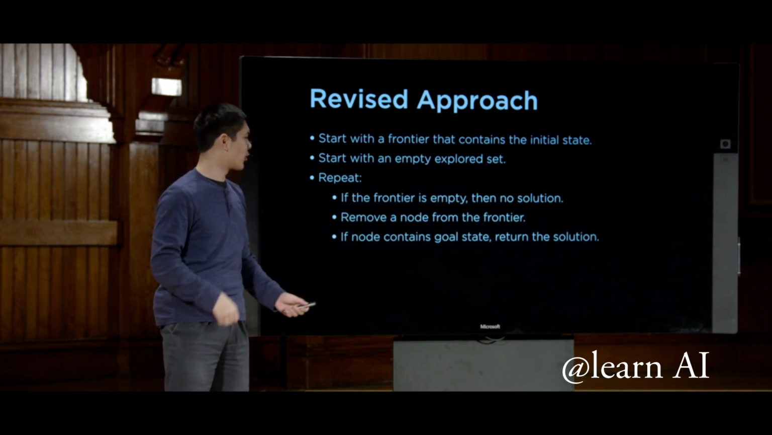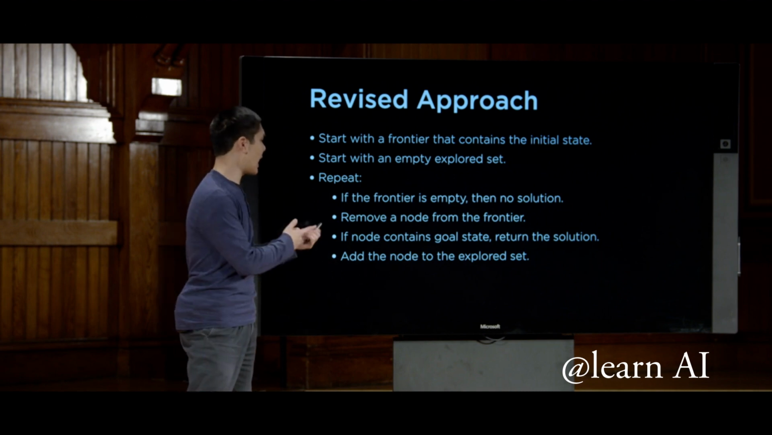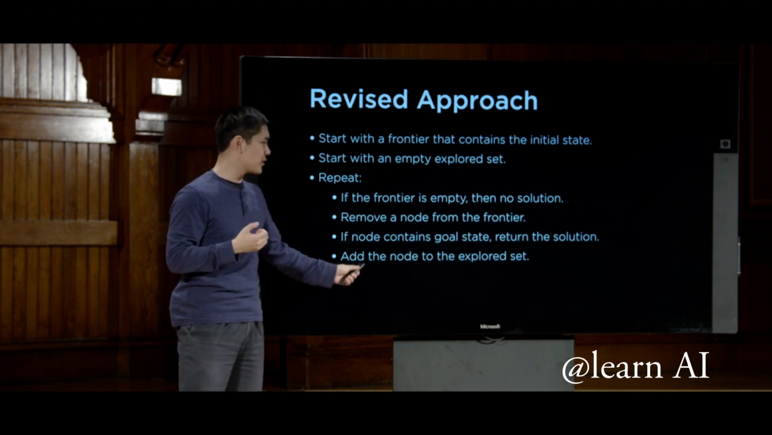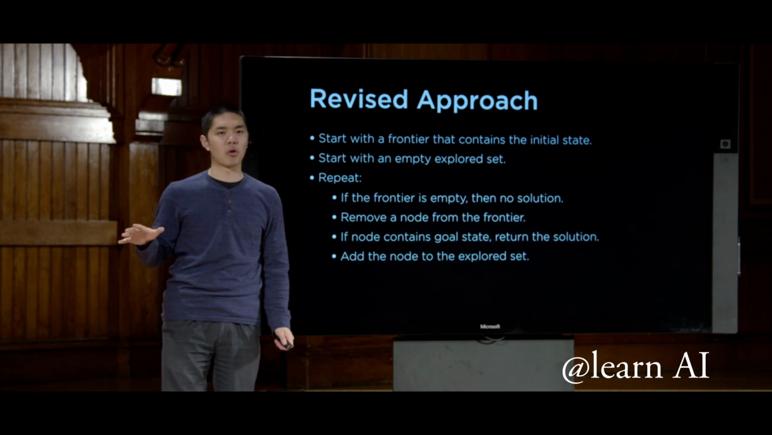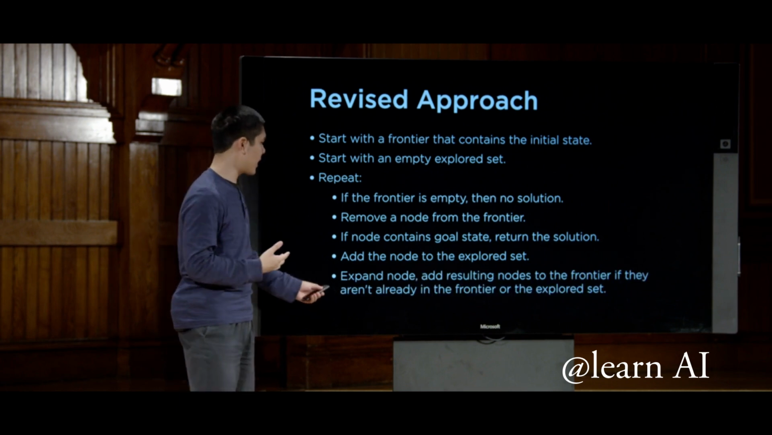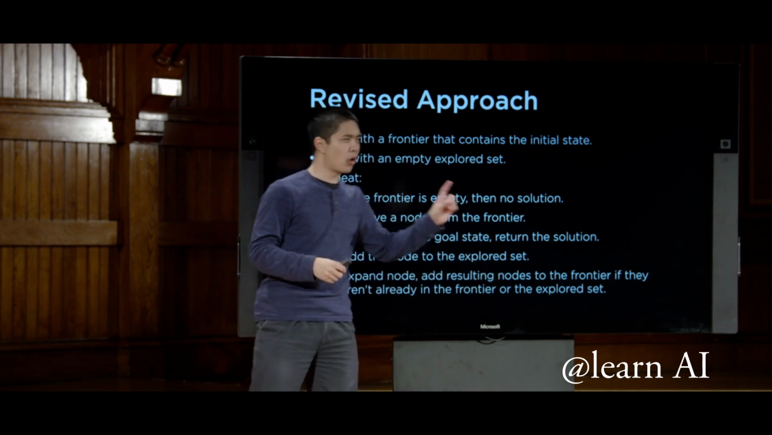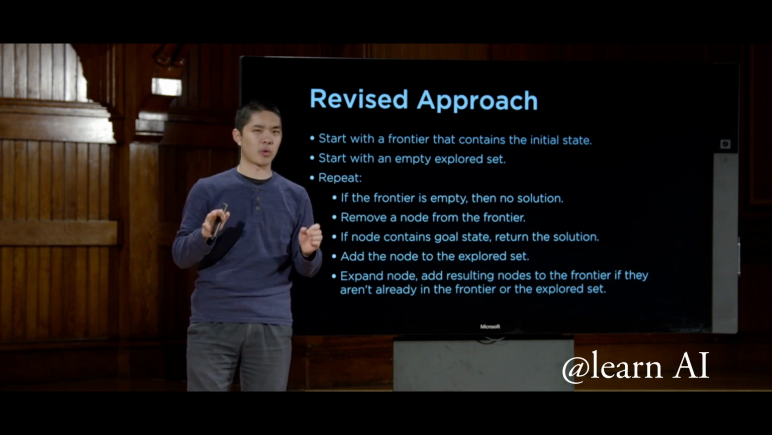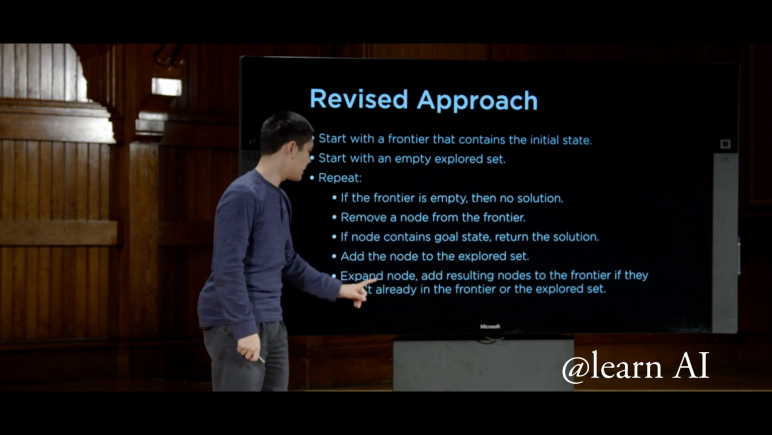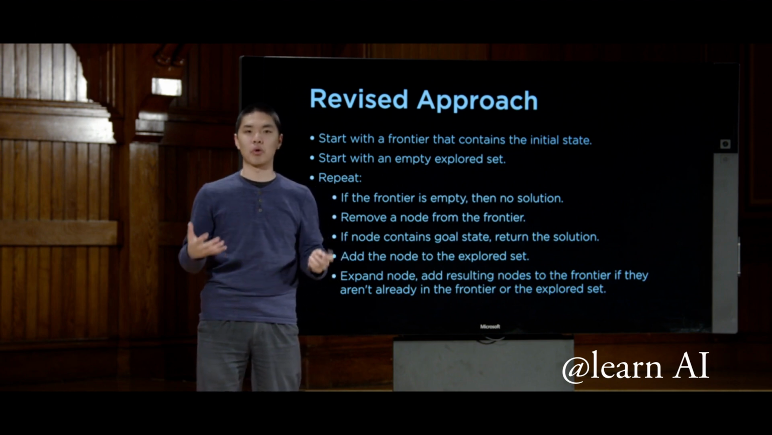But now what we're going to do is we're going to add the node to the explored state. So if it happens to be the case that we remove a node from the frontier and it's not the goal, we'll add it to the explored set so that we know we've already explored it. We don't need to go back to it again if it happens to come up later. And then the final step, we expand the node and we add the resulting nodes to the frontier. But before we just always added the resulting nodes to the frontier, we're going to be a little cleverer about it this time. We're only going to add the nodes to the frontier if they aren't already in the frontier and if they aren't already in the explored set.